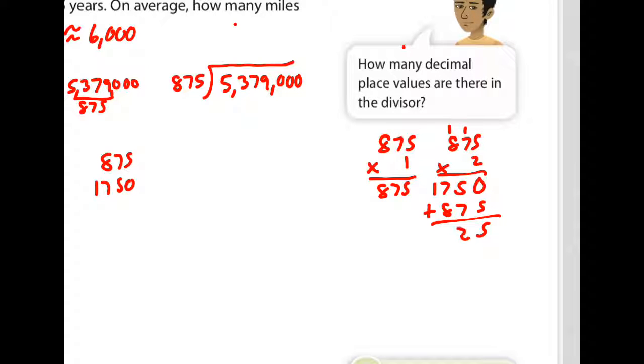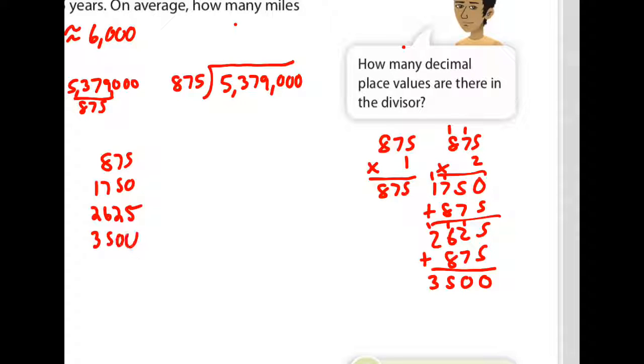It's 5, 12, 16, 2. So I have 26, 25. It's not much better than multiplying. So plus 875. It's 10, 10, 15, 3. I'm at 3,500. I'm going to keep going a little bit. This is really not fun.